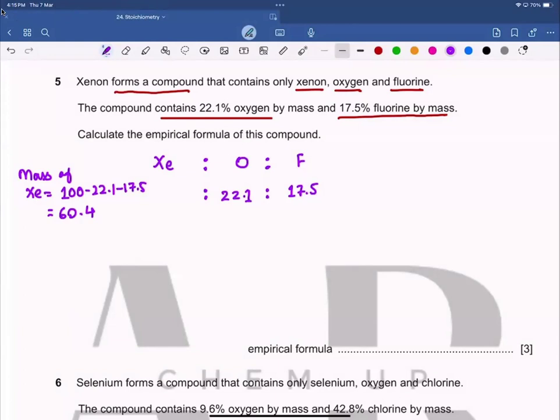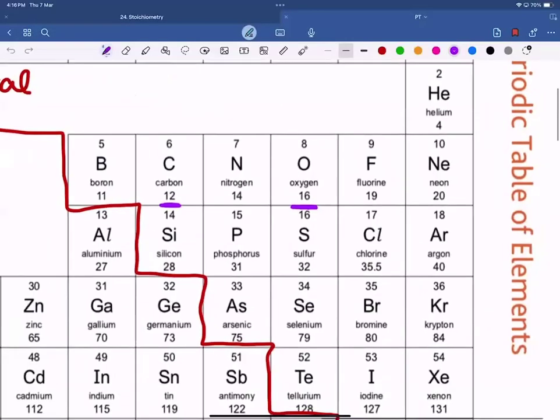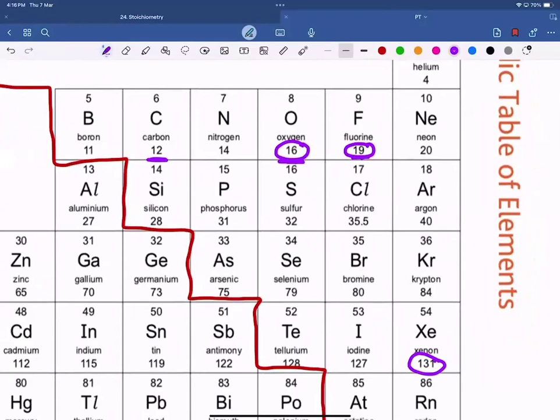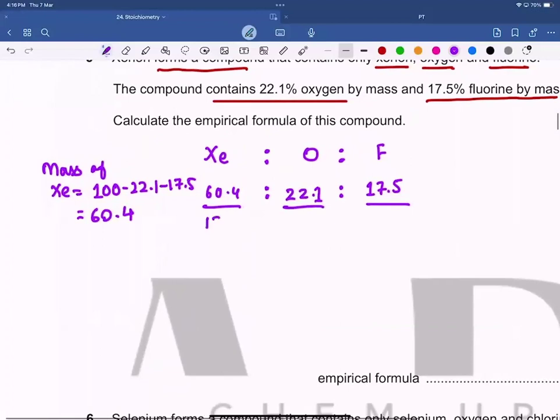Okay, so we got the percentage by mass of xenon, which is 60.4. Now the first step says that we have to divide these values by their Ar. So have a look at the periodic table. Ar of fluorine is 19, Ar of oxygen is 16, and xenon is 131. So divide by 131, by 16, and by 19. Tell me the answers, please.